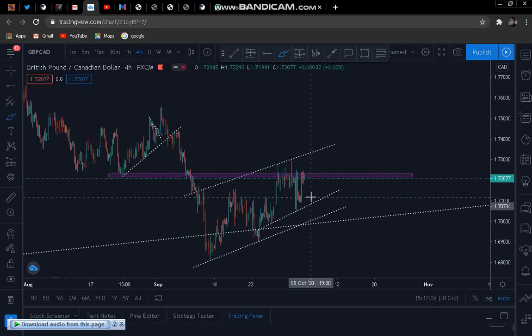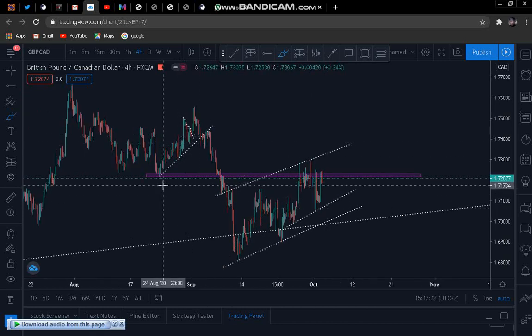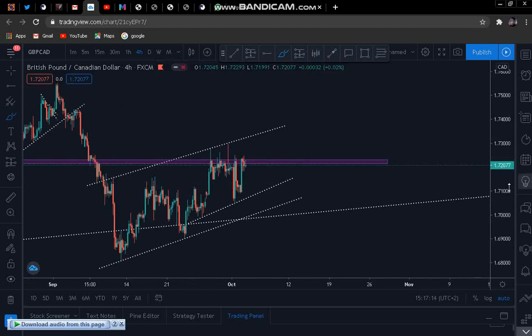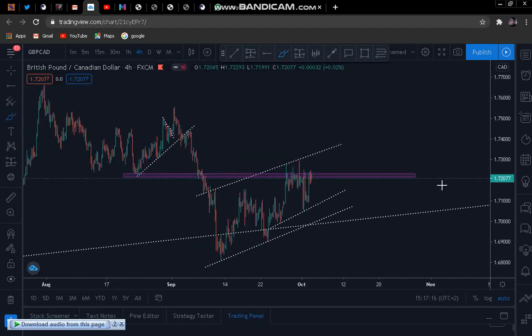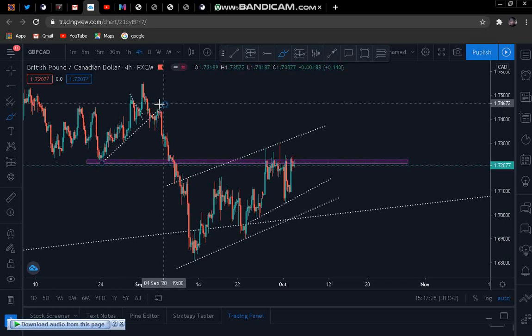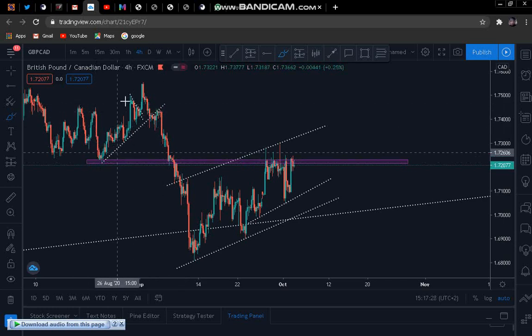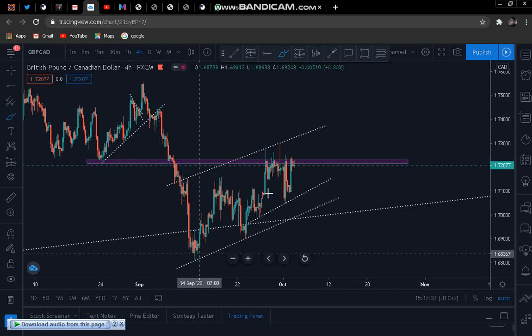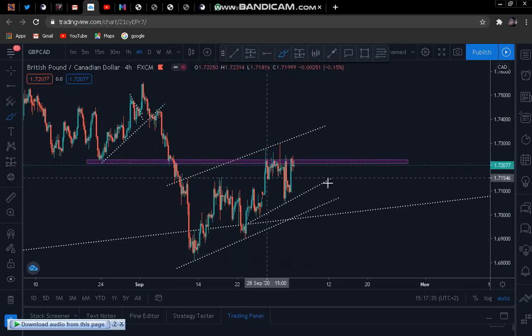I'm just checking if there's anything else that needs to be done here. And as I've been saying, these sort of playouts repeat themselves. Ascending channels and descending channels, they always repeat themselves. As you can see here, we previously traded this one, and it dropped out of this ascending channel over here, and it dropped all the way down here. And then another one is being created within that ascending channel.